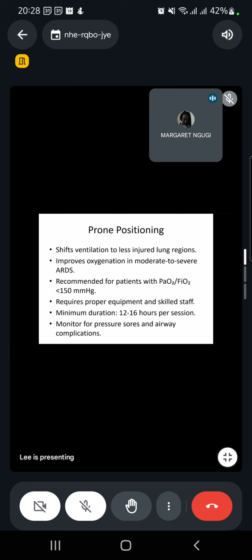They say that gravity affects ventilation. Mostly the lower lung fields, because they are bearing the weight of the upper lung fields, are likely to be more consolidated, with reduced surface area and atelectasis, while the higher lung fields tend to be open. So when you shift the patient to a prone position, you increase the surface area for ventilation. You are shifting ventilation to a less injured lung region, so it improves oxygenation in moderate to severe ARDS.